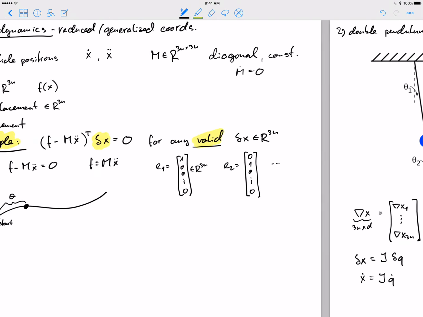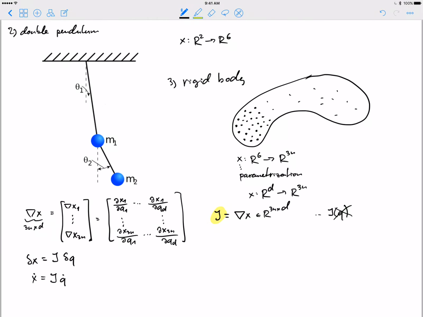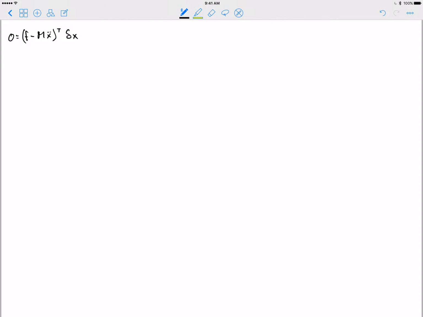Now we are going to put this together. We have D'Alembert's principle, so let me copy it over. It says that 0 equals (f minus m x double dot) transpose delta x. Now I have the parameterization of the allowed virtual displacements, J delta q. If I plug it in here, I get f minus m times acceleration, dot product, the Jacobian times delta q, where delta q is the virtual displacement in generalized coordinates. Delta q, of course, is also a d-dimensional vector.